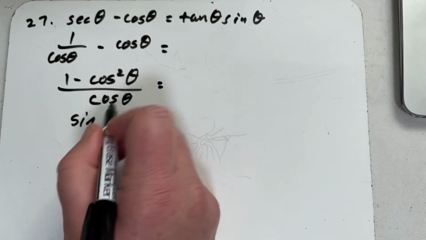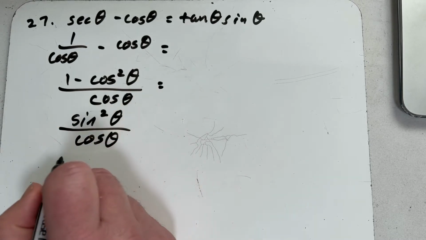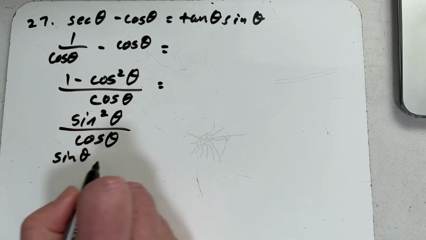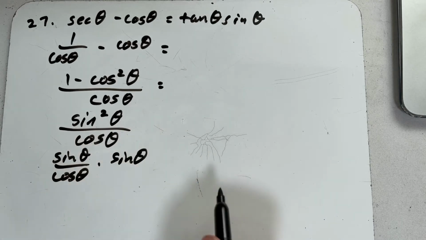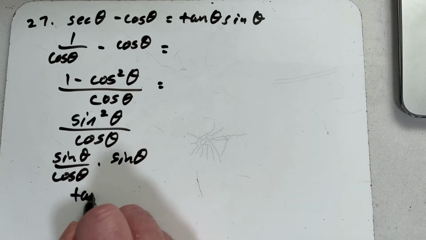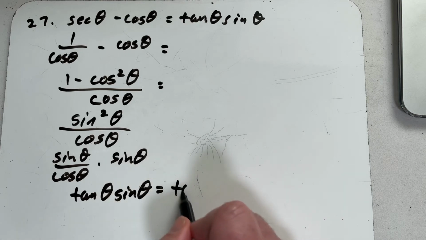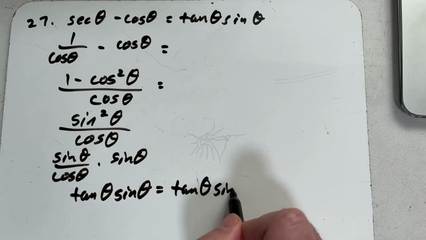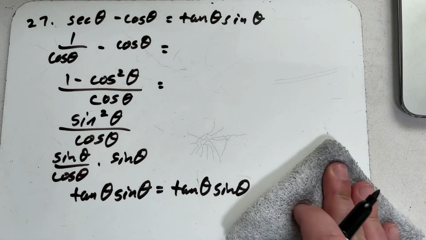One minus cosine again. Gosh, we've done this so many times. Over cosine. I'm going to split that up into sine over cosine times sine. And how did I know to do that? Right here, that's our answer. So sine over cosine gives me tangent times sine. All right, number 28.